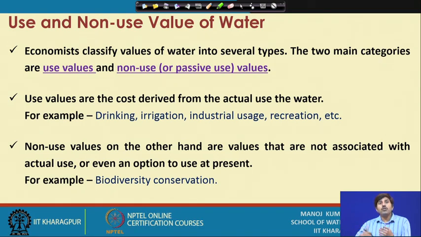Alongside, there are several non-use values of water, which are not associated with the actual use or even an option to use at present. For example, biodiversity conservation. Water in natural systems is essential for biodiversity conservation, but that is not a use of water. Nobody is using that water. Its sheer presence in nature helps biodiversity and various other ecological functions. So, that is a non-use value of water.